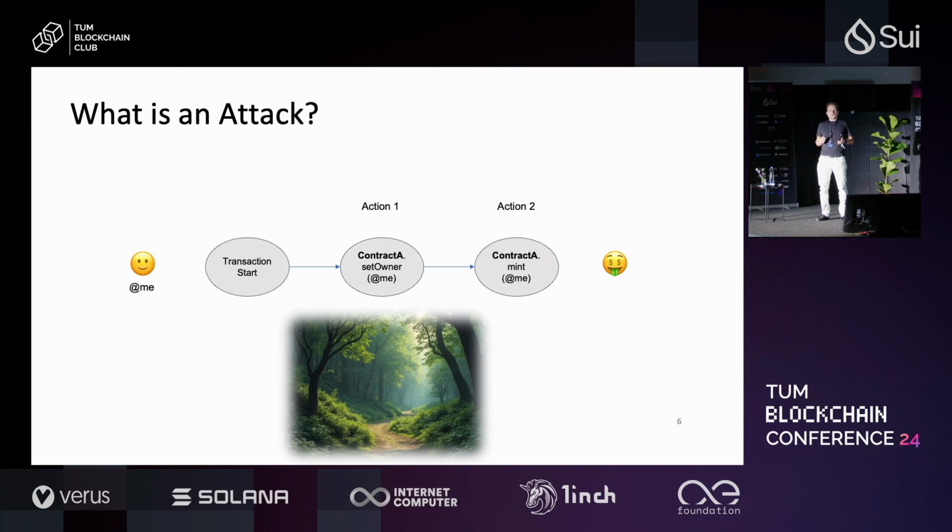So the attacker calls the setOwner function of contract A and sets the owner to be the attacker. And then the second action of the attacker would be, for example, a mint operation. Right? So you call the mint function, and again, you pass the parameter, send the minted coins to my address, which is the attacker address, and that's it. That's a possible attack, right?